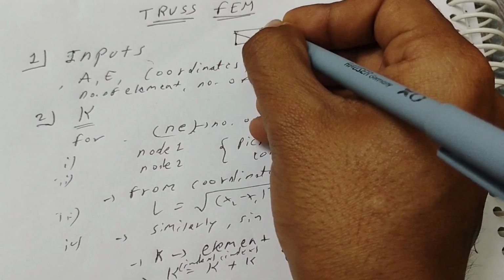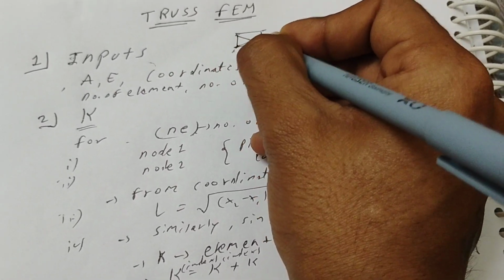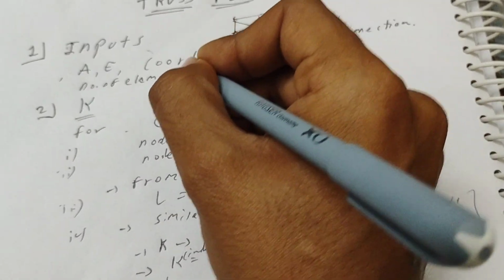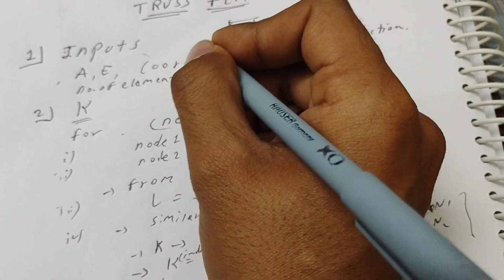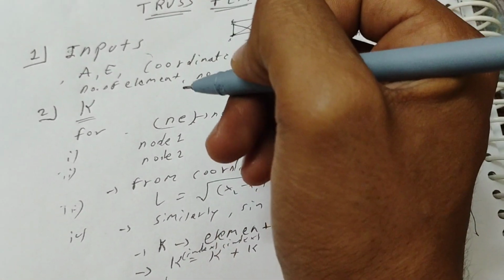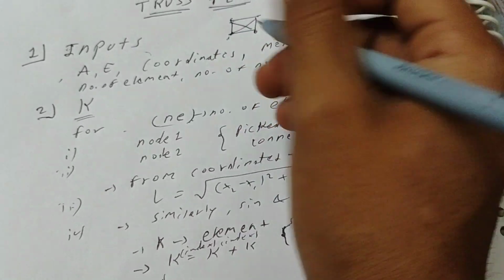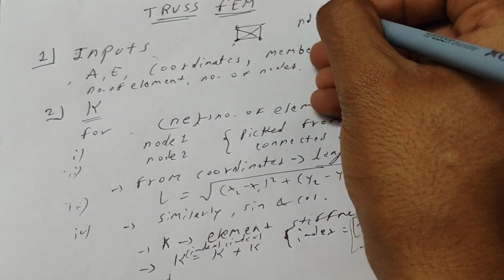Coordinates, like it can be a problem such that, let us take this example we will work on. So the coordinates of these nodes, we will take it as an array, as a matrix of nd cross 2, where nd is the number of nodes.